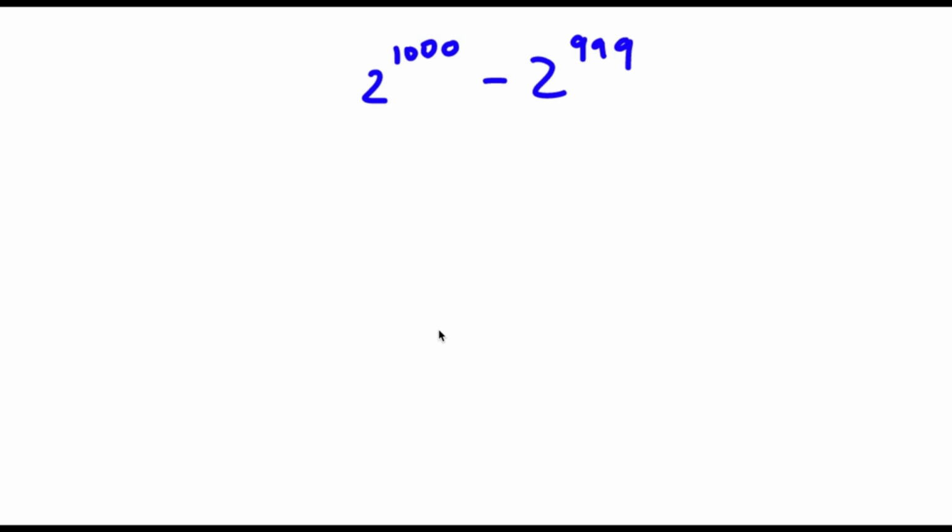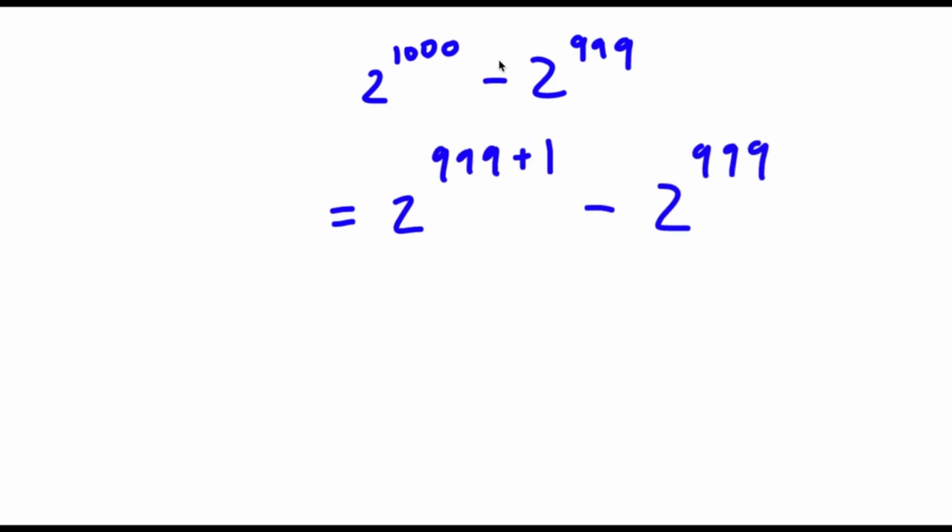Alright, so I have 2 to the power of 1000 minus 2 to the power of 999. So now to solve this problem, I'm going to first rewrite this as 2 to the power of 999 plus 1 minus 2 to the power of 999. So 1000 I just rewrote as 999 plus 1.